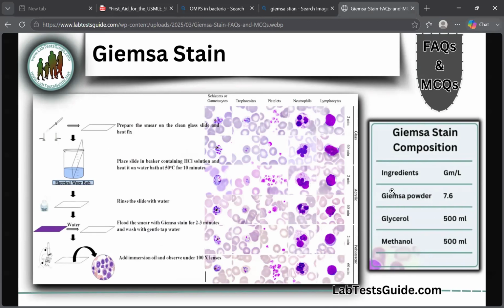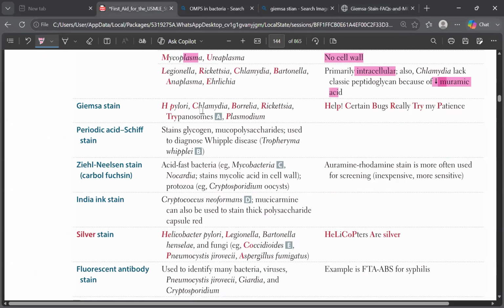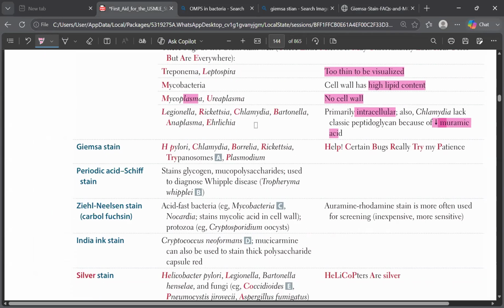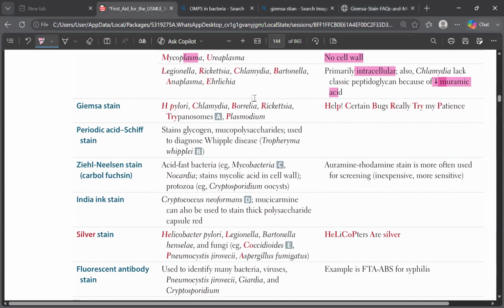Giemsa powder, glycerol, and methanol are present inside it, and this is how it stains. These are kind of purple, aren't they? So the organisms it is going to stain are H. pylori and Chlamydia. Chlamydia was also right here in the not staining one, and it is also right here in the one stained by Giemsa.